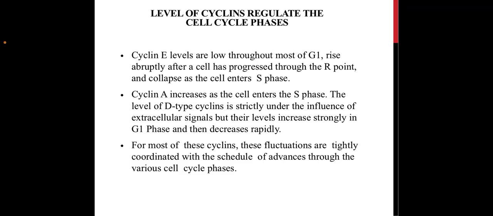Cyclin E levels are low throughout most of the G1 phase, rise abruptly after a cell has progressed through the R point, and collapse as the cell enters into S phase. Cyclin A increases as the cell enters into the S phase. The level of D-type cyclin is strictly lowered while the A-type cyclins increase. For most of these cyclins, fluctuations are tightly coordinated with the cell cycle's advance through the various phases.